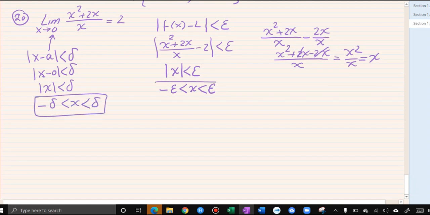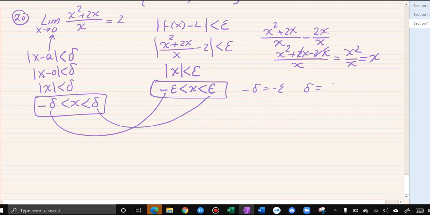Look at this one and look at that one. What do you think? So from this, what are we going to get? We're going to equate those. In both cases, one says negative delta equals negative epsilon, the other one says delta equals epsilon, but then multiply both sides by negative and you get exactly the same thing. So choose delta equal epsilon. And again, this was simple.